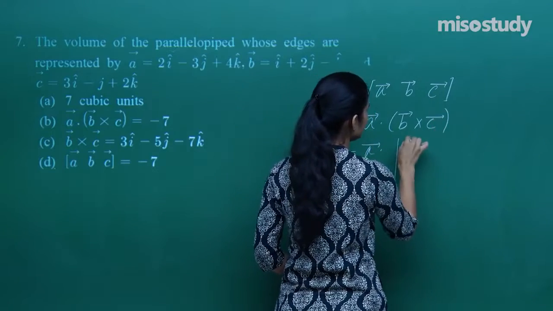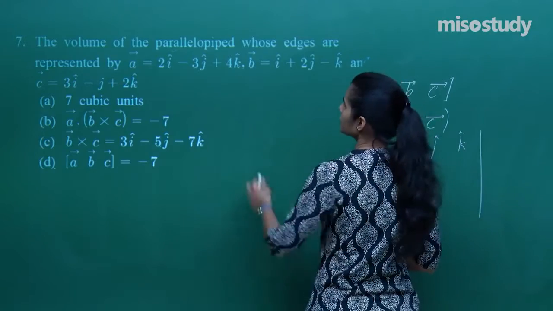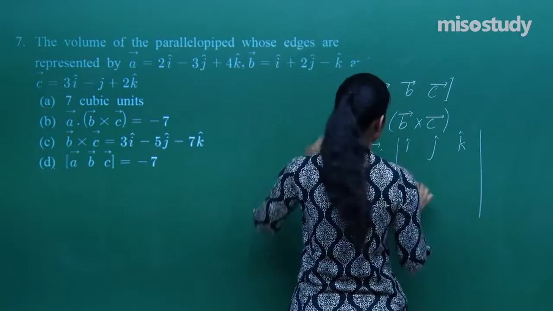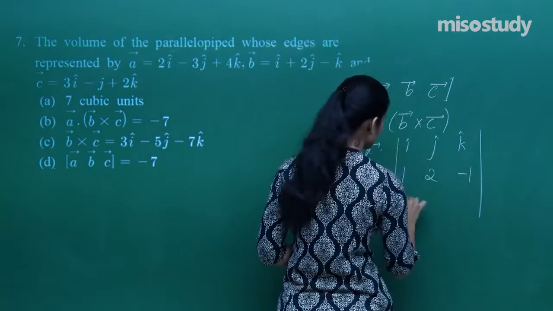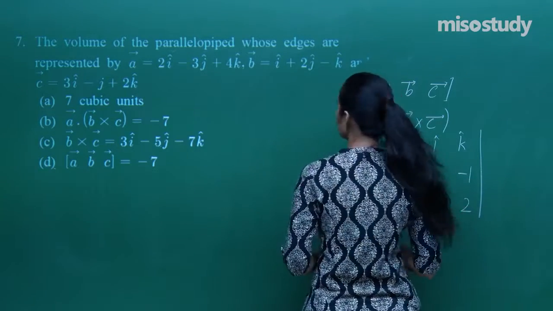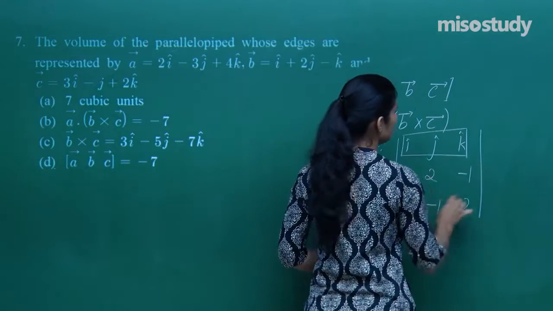What is b cross c? i cap, j cap, k cap. b is what? 1, 2, minus 1. And c is what? 3, minus 1, 2. Just find out this vector. What is this?